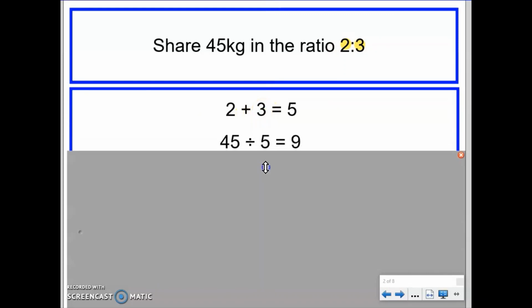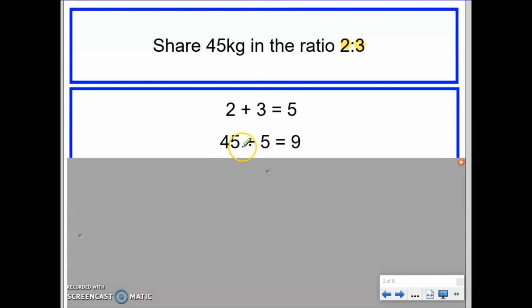Step 2, I'm going to carry out a division. The quantity in the question divided by the total amount of parts is going to tell me the value of one part within the ratio. So this division here for step 2 is telling me that every one part in this ratio is worth 9 kilograms.